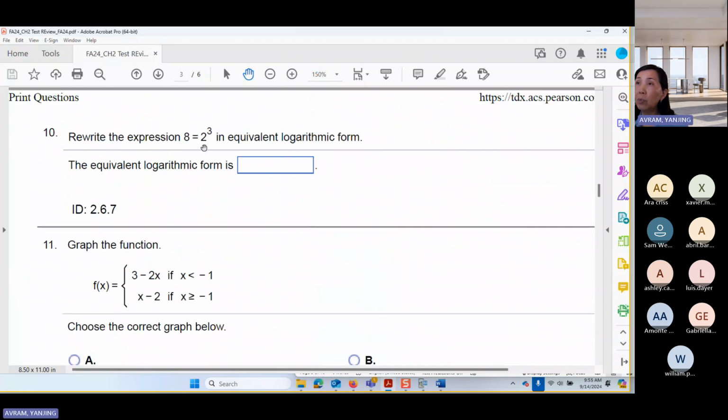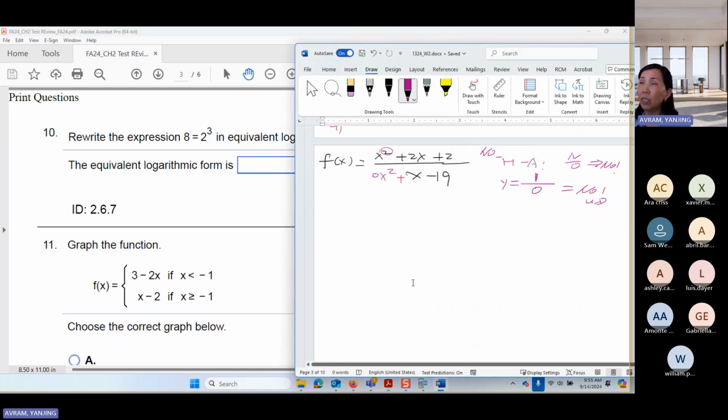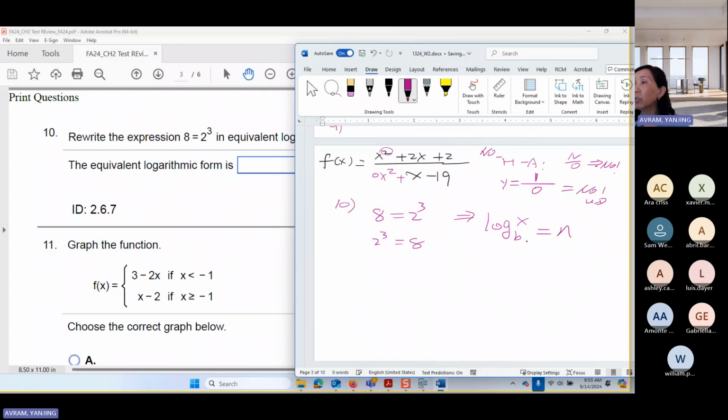Okay, rewrite the expression in the equivalent logarithm form. All right, how do you rewrite this one in the logarithm? Number 10. Or you can have 2 to the q equal to a, right? So that means what is my logarithm? Look at that, this is the logarithm equation.